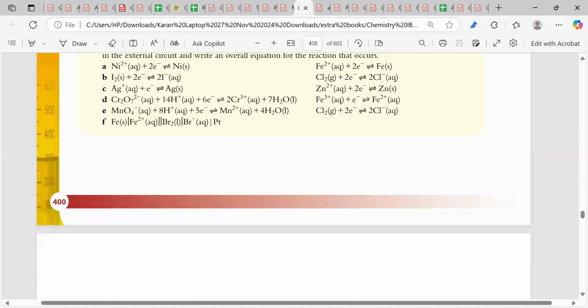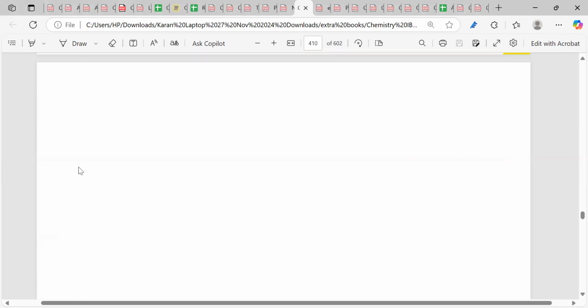Now, next is that we have to see who is the oxidizing agent and reducing agent. How to do it?